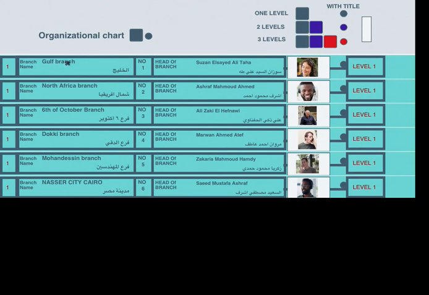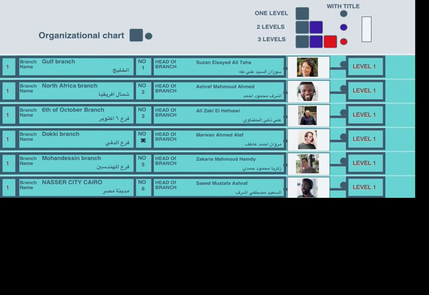Branch number 1, Gulf Branch. The head of the branch, Susan El Said Ali Taha. Branch number 2, North Africa Branch. The head of the branch, Ashraf Mahmoud Ahmed. Branch number 3, 6th of October Branch. The head of the branch, Ali Zaki El Hefnawi.